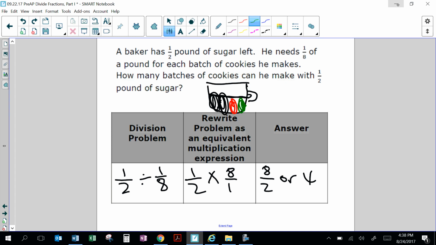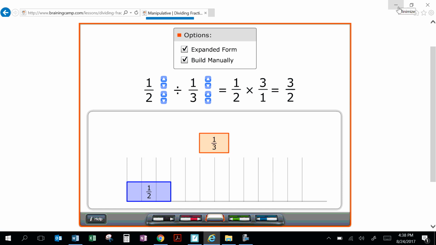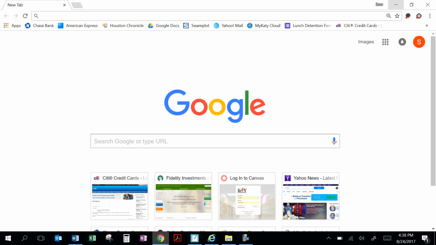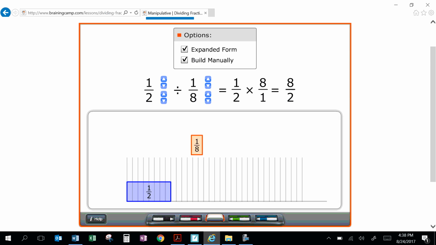If you do not believe me, let's look at using our fraction bar. Oh, bless me. What was it? 1/2 divided by 1/8. So 1/8: one group, two groups, three groups, and four. And it's true. 1/2 times the reciprocal of 1/8, which is 8/1, gives 8/2 or 4.